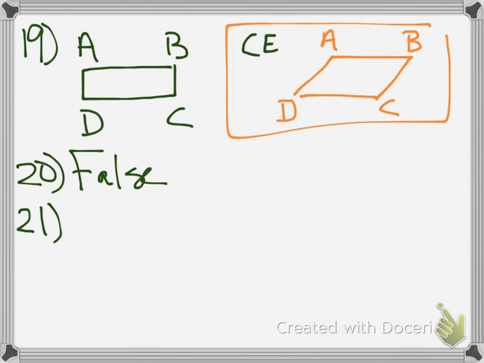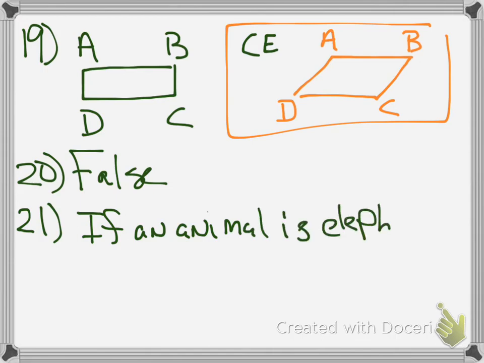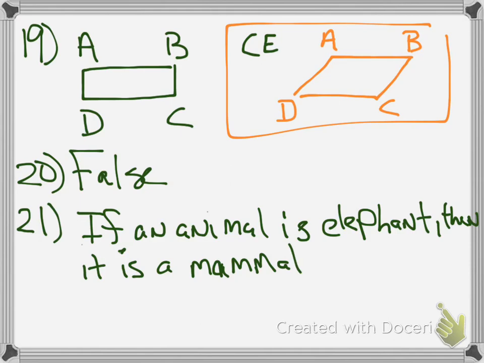All right, an elephant is a mammal in if-then form. If an animal is an elephant, then it is a mammal. Notice here how we're just putting these together. And there you go. So you can see how that works. So let's look at number 22, write the contrapositive.